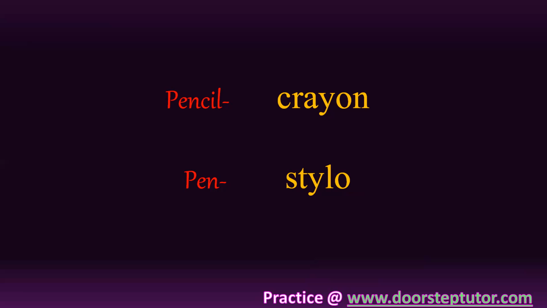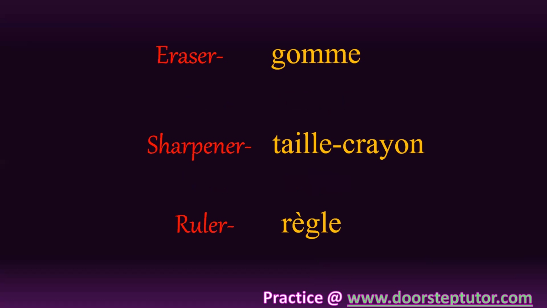Bravo. Okay, so what did we learn till now? We learned table means, very good, table. Chair is chaise. Blackboard is tableau noir and green board is tableau vert. Pencil means crayon and pen means stylo. Excellent.